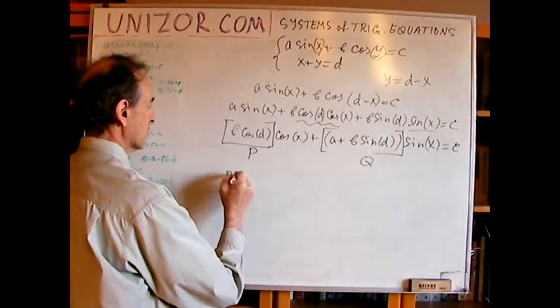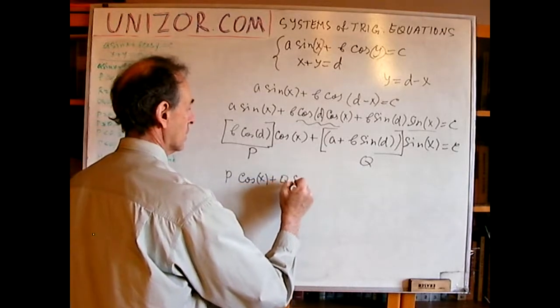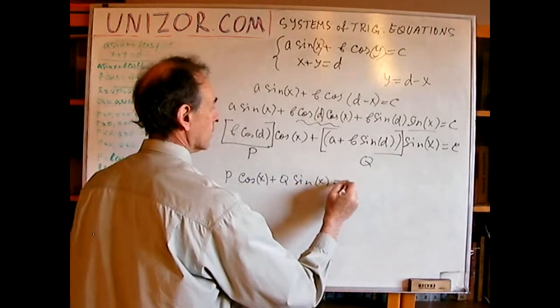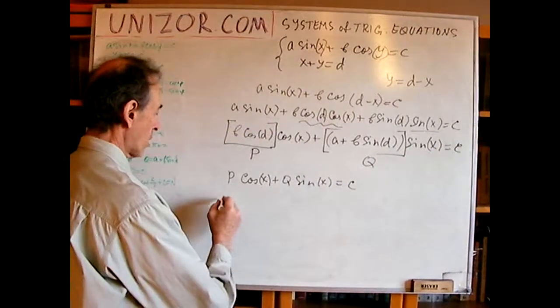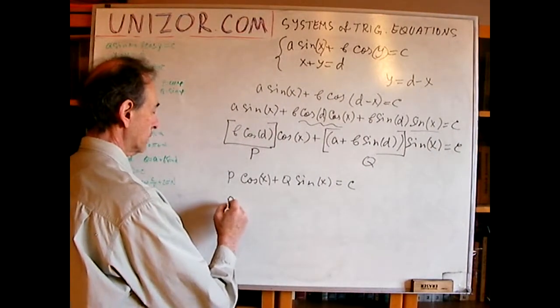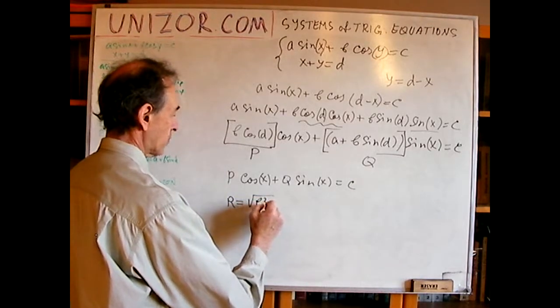So what I have is p cosine x plus q sine x equals c. How to solve this equation? As I was saying before, I will have r equals the square root of p squared plus q squared.